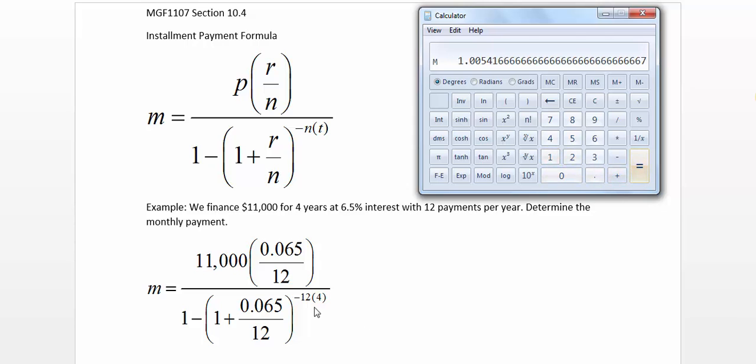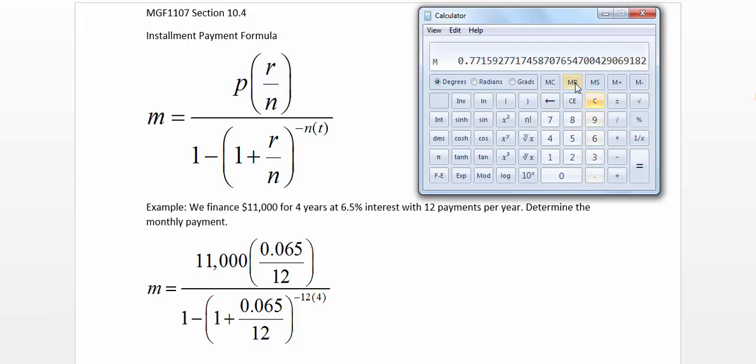Now I want to raise it to the negative, in this case 48 power, so I'm going to use my exponent key. Now in this calculator you put the number in first and then you negate it. Now you're going to have to figure out on your calculator how you ensure that you get a negative number in for that exponent. And one key to it is the number that you calculate here has got to be less than 1, because you're subtracting from 1, and if this number were greater than 1 you would get a negative number, which wouldn't make sense when you're calculating monthly payment.